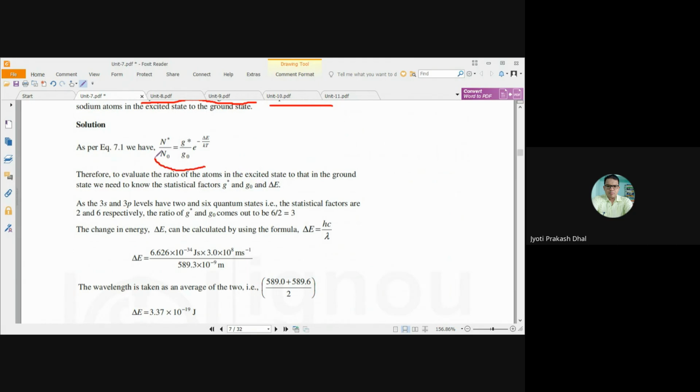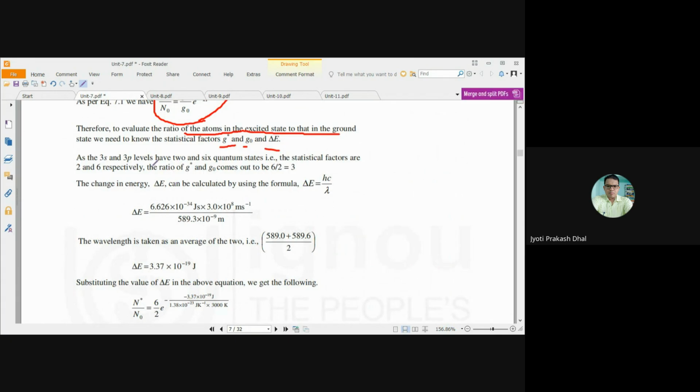And here you know that from the equation 7.1, n star by n0 equals g star by g0 into e to the power minus del E by kT. Therefore, to evaluate the ratio of the atoms in the excited state to that of the ground state, we need to know the statistical factors g star and g0 and also del E.